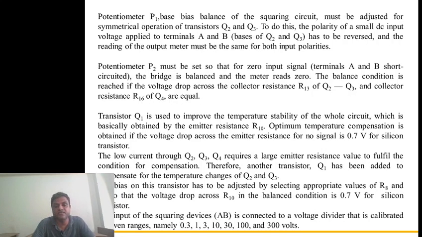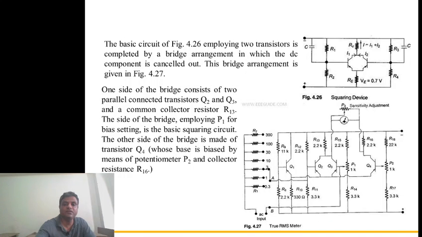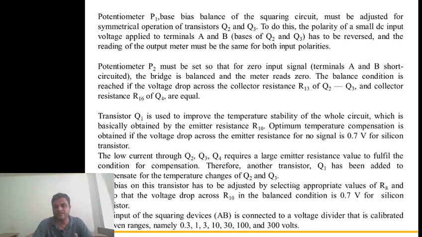The bias on this transistor has to be adjusted by selecting appropriate values of R8 and R9. All this combination is used for the biasing. See this particular, what is the value of R8 and R9. So it is basically a potential divider combination. That potential divider combination is connected to the base of transistor Q1. So if you vary this, then IB will change, so the base current will change, so this bias will change. So it is also a simple potential divider bias combination.